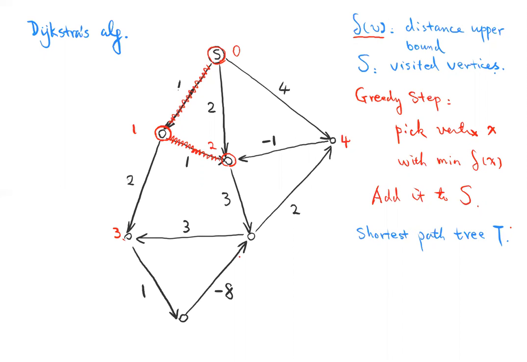The effect of this one will update the distance upper bound for some vertices. So this one will be changed from 4 to 3. This one will be changed from infinity to 5. Sorry, I made a mistake here. This one is not, because the direction of the arrow is still from right to left. So it's still the same. So only this vertex, delta has been changed. All right.